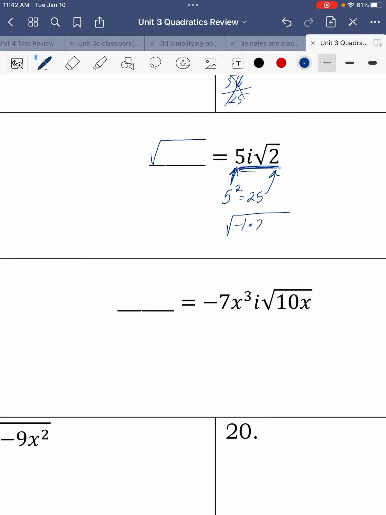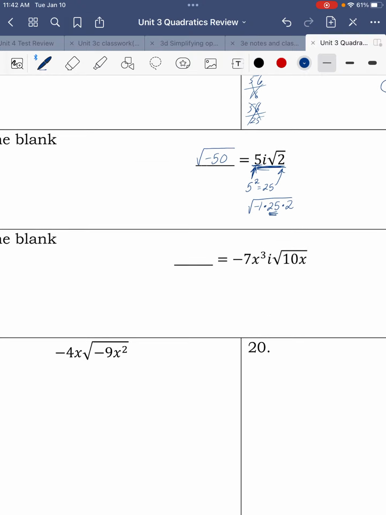So this would be, i is the negative 1. You'd have 25 underneath, which would come out as the 5, and then times the 2 that's already underneath. If we multiply that together, it'll be a negative 50.